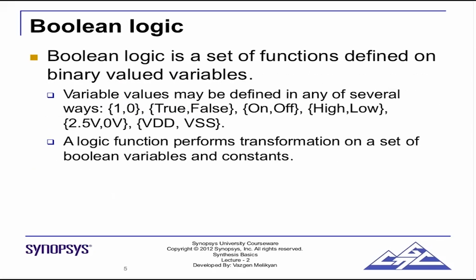So first, let's talk about Boolean logic a bit. Boolean logic is simply a set of functions defined on binary valued variables. Now variable values, depending on what tool we are using, what notation we are using, can be defined in several different ways: 1, 0, true, false, on, off, high, low, VDD, VSS, or depending on the voltage level, 2.5 volt to 0 volt, where 2.5 volt is the maximum voltage allowed by the technology. A logic function simply performs a transformation on a given set of variables.